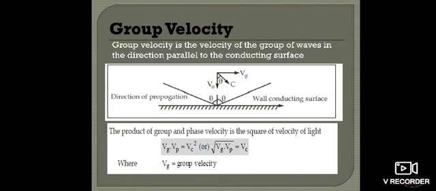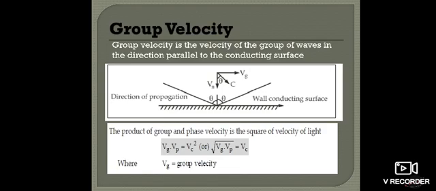And the next one is group velocity. The group velocity is the velocity of the group of waves in a direction parallel to the conducting surface. You can see within this figure a clear picture of our group velocity, and that can be given as the product of Vg into Vp. Vg is the group velocity, Vp is the phase velocity, and the product is equal to Vc square. We can also take Vc equals square root of Vg into Vp.